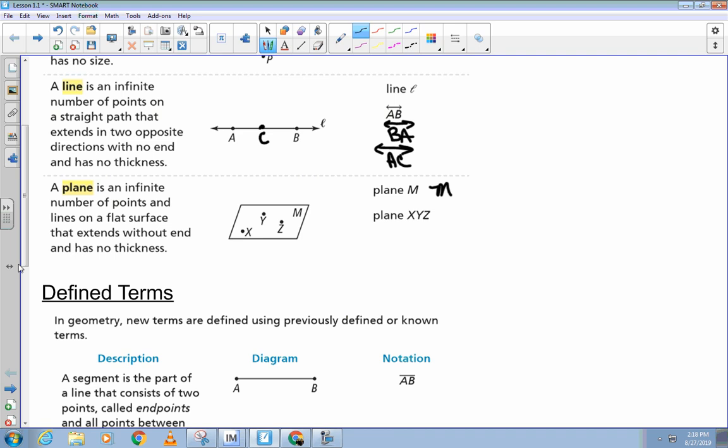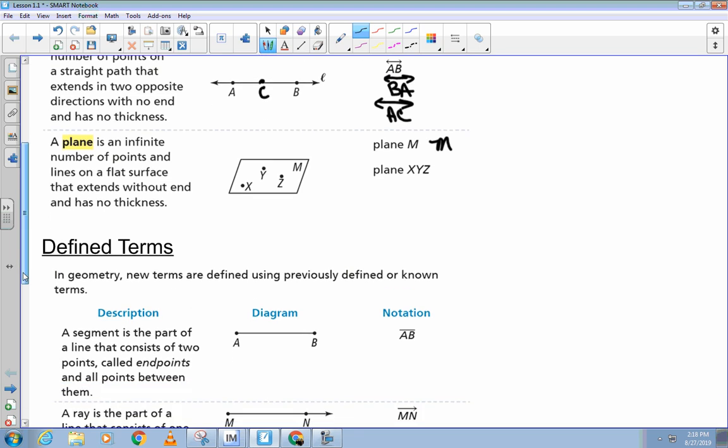And so we are going to use these undefined terms to define some other terms. And our first one is a segment. Now, a segment is a part of a line that consists of 2 points called endpoints and all the points in between. So see up here, we have this line AB, right? And so from here to here is considered a line segment, okay? The whole thing is the line because it has the arrows, right? But if you're just going to go from point A to point B, that's considered a line segment.